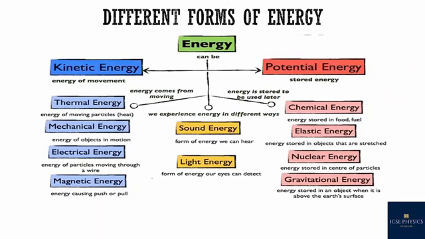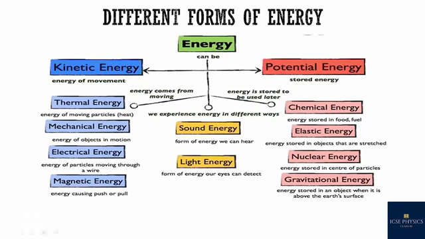So what are the different forms of energy? Energy first can be classified into two types. We have already studied it. One is kinetic energy, another one is potential energy. As we all know, potential energy cannot be of any use until it gets converted into kinetic energy so that it can be used.